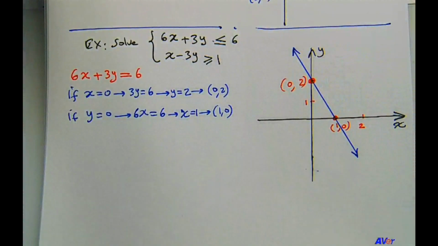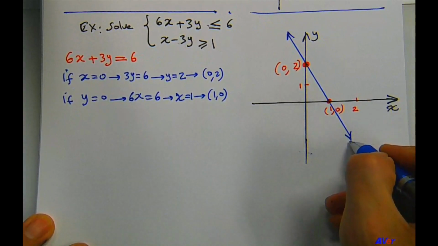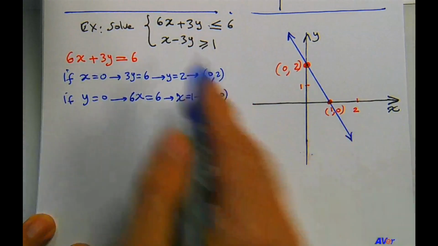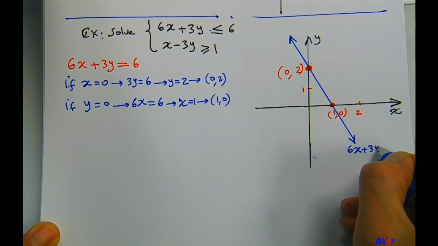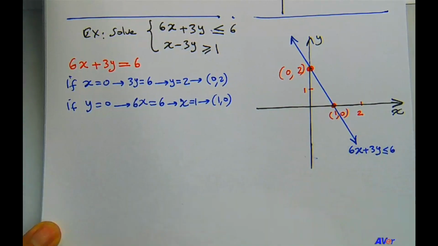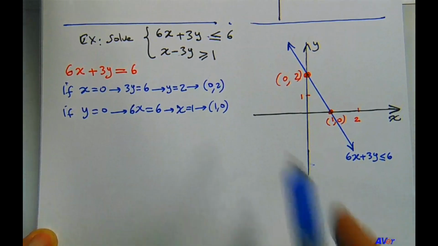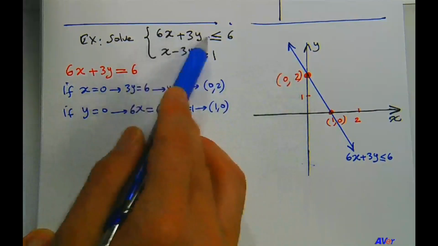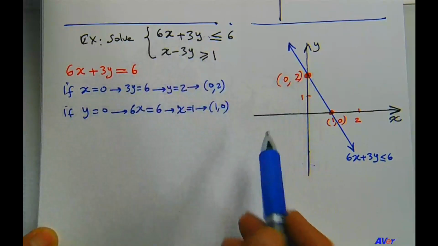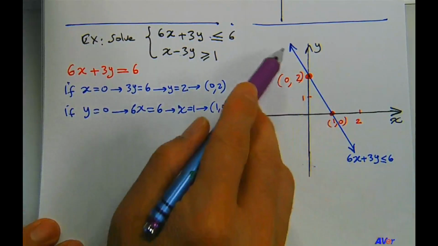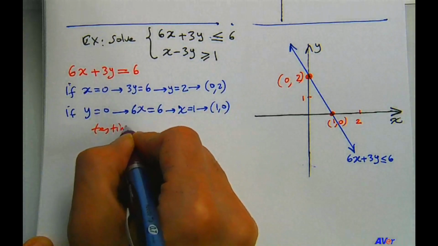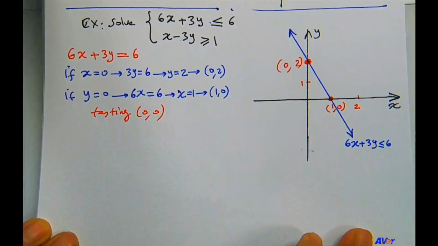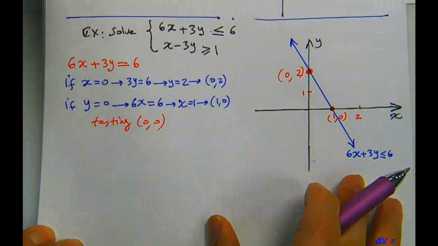Some of these graphs tend to get a little bit crowded. Not all of them, some. So I'm going to write down next to this line the inequality that it's associated with. So 6x plus 3y less than or equal to 6, right? Okay, so let's find the solution of this inequality, which means we have to pick a test point. This line is not going through the origin, so that means we can easily test the origin for that.